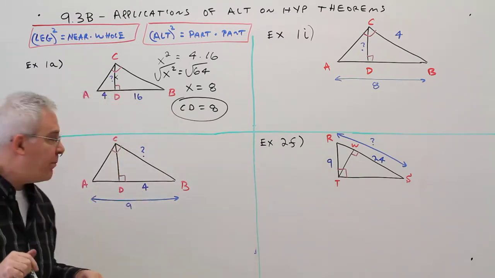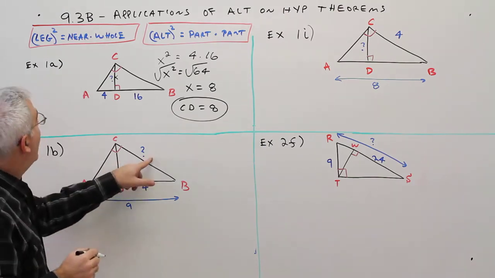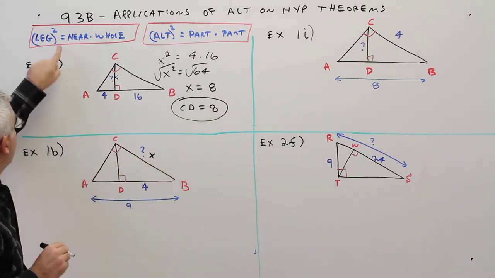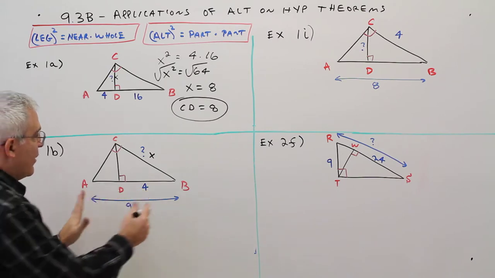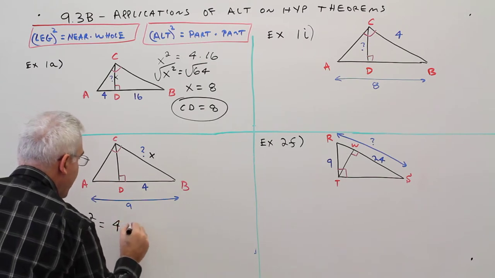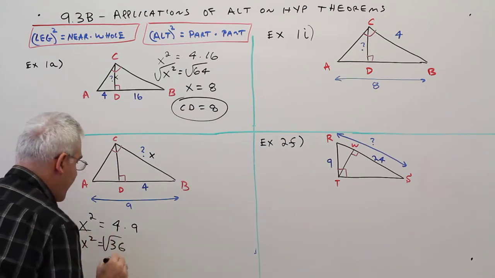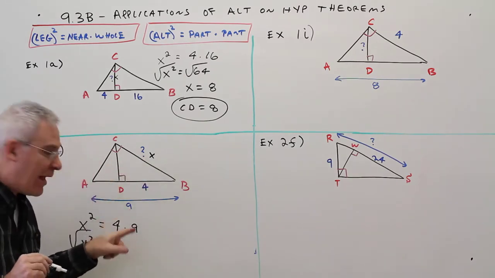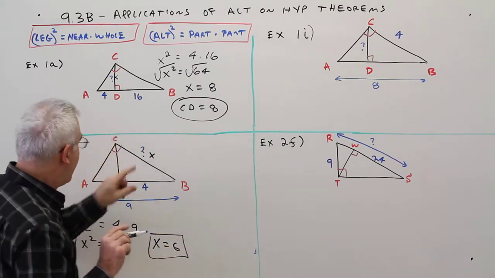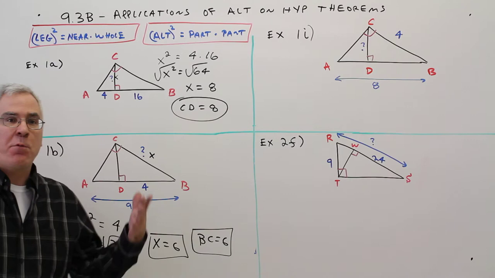All right, 1b. The question mark is over here. That's a leg. So I might be using this formula over here. Once again, I'll just call that leg x. So leg squared equals near times whole. So x squared equals 4 times 9. X squared equals 36. Take the square root of each side. Again, I can't have a negative side length. So x equals 6. Again, they didn't ask for x, they asked for BC. So BC equals 6.